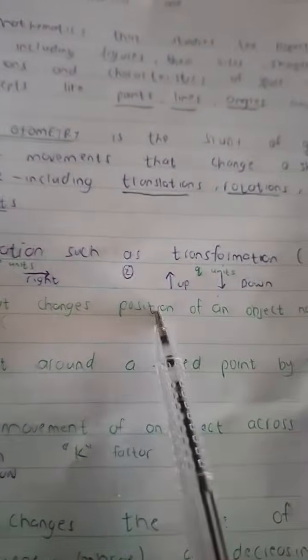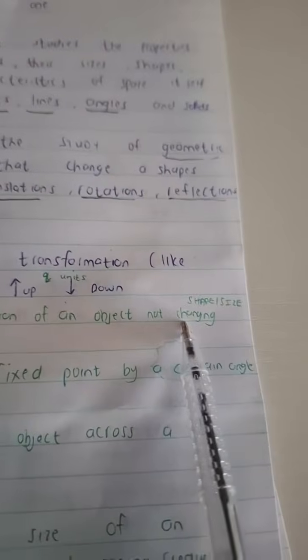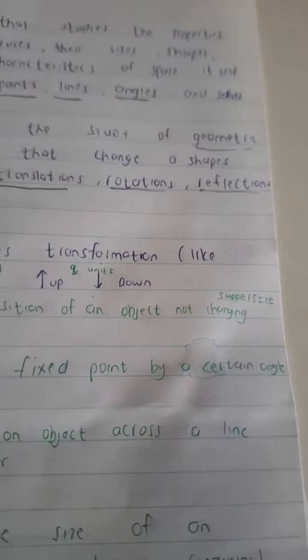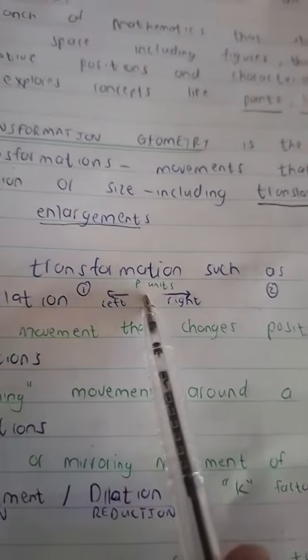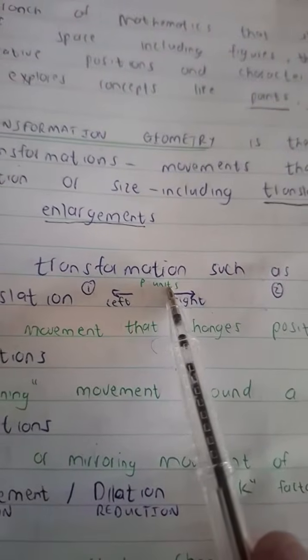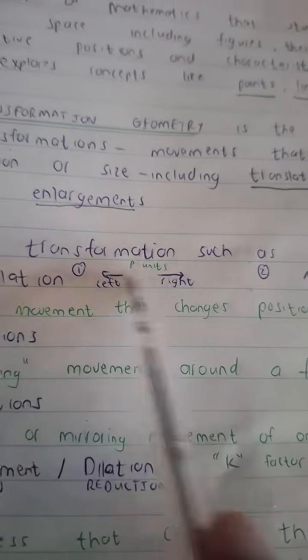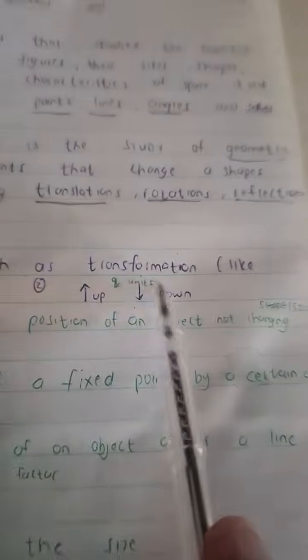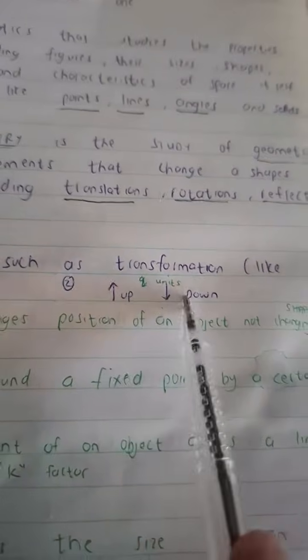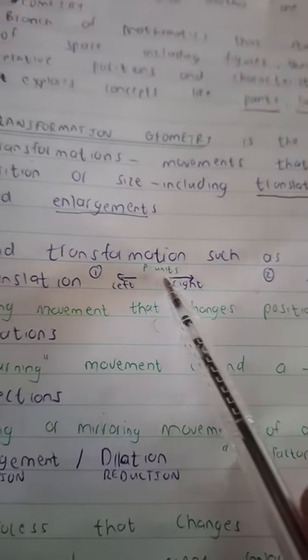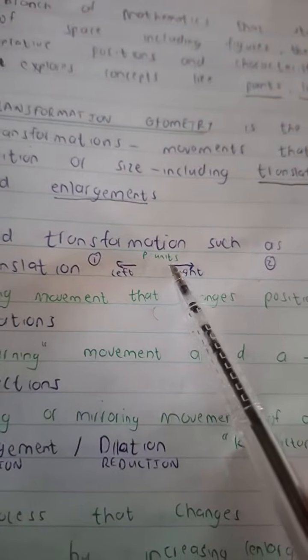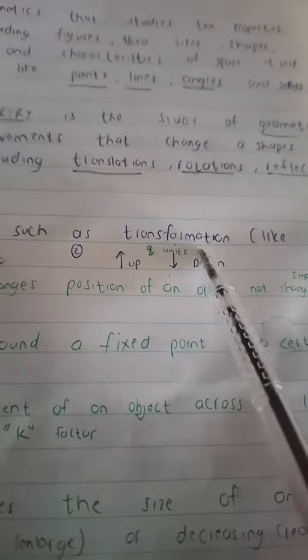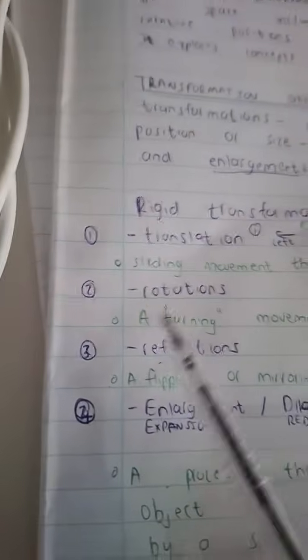And what is translation? It is a sliding movement that changes the position of an object and not necessarily changing its shape or size. And so translation can be looked at in terms of movement of the object left or right, which is p units left or right, or we can say q units up or down. That is translation. Translation can only be seen in terms of the movement of a particular figure or shape, left or right, or up or down.